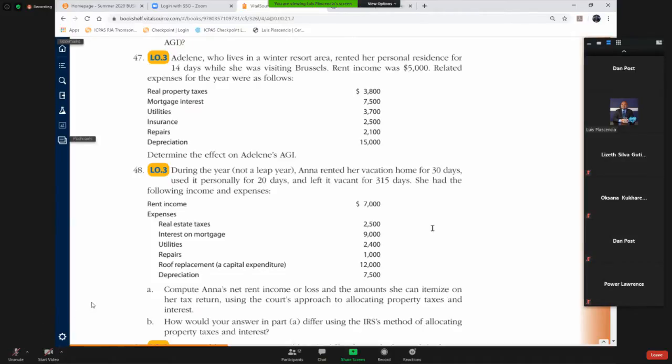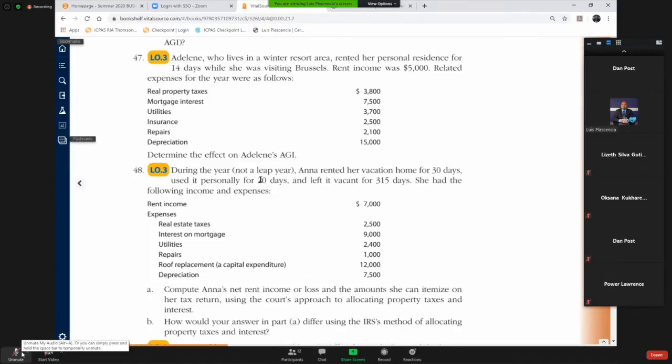Schedule E. Yeah, it eventually goes on 1040, but it goes on Schedule E. That's where you do your computation. Schedule E, page 1. So rental income is income because it's more than 30 days. Is it a vacation home or is it rental property? Well, again, if personal days is more than 10% of rental days, and if personal days is more than 14, then it's a vacation home.